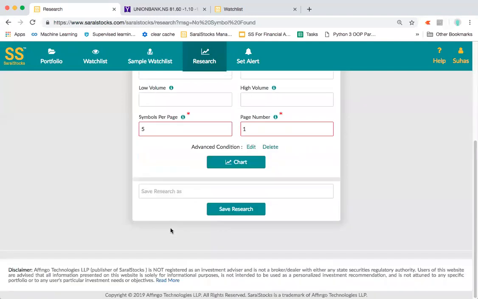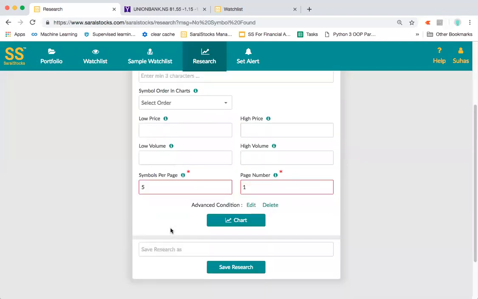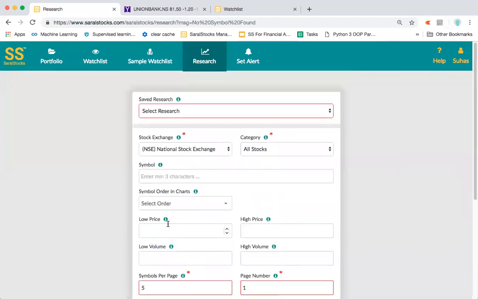And this is all it takes to scan your market on a daily basis, look at the stocks, add them to your watch list, and discover the new ones.